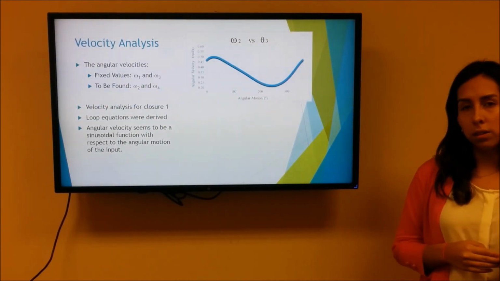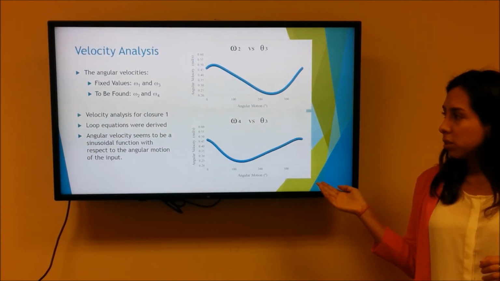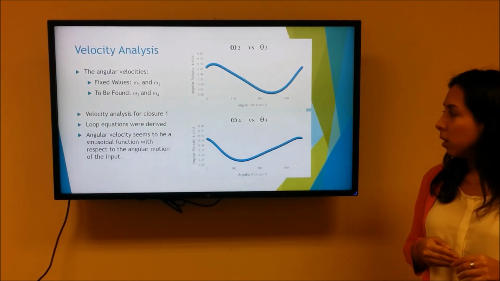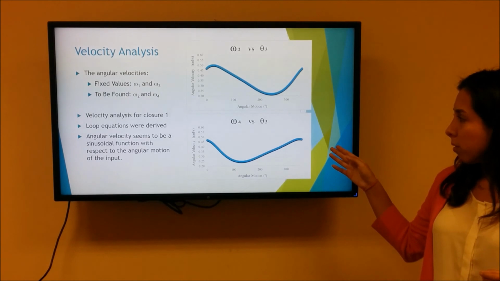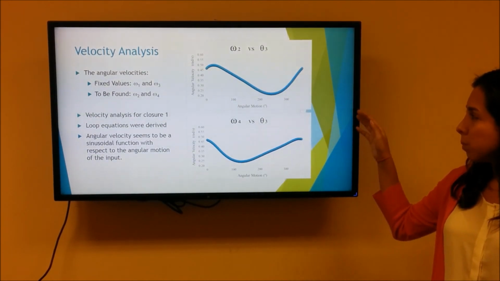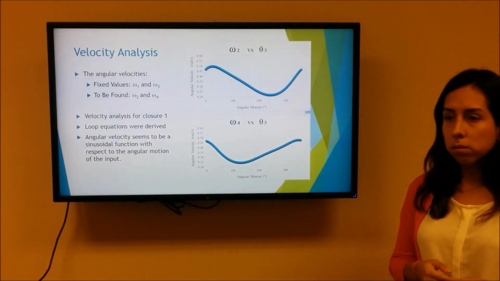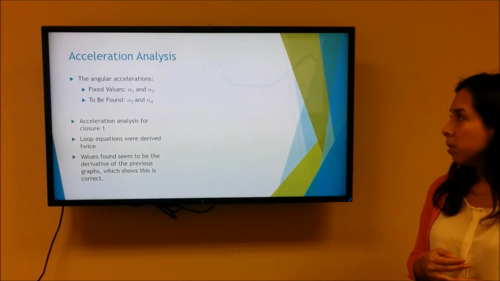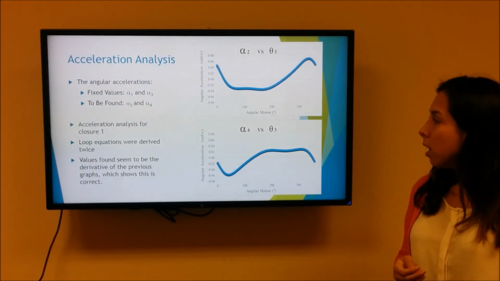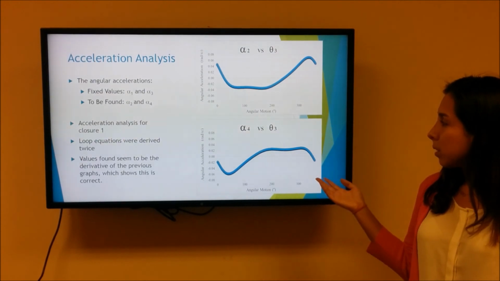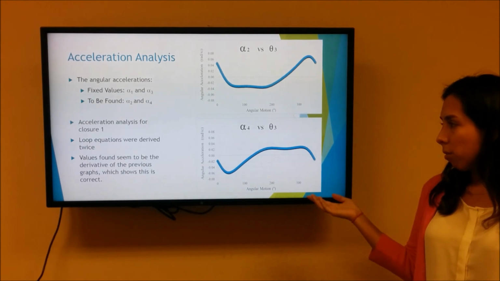In order to calculate the angular velocities, we have derived the loop equations, and we calculated the angular velocities for joint 2 and 4, and then we plot a graph to see the respective changes with respect to theta 3, which is our input angle. And then in order to do acceleration analysis, we derive it again, and we see that these graphs are the derivatives of the previous graphs. So that means our results are correct.